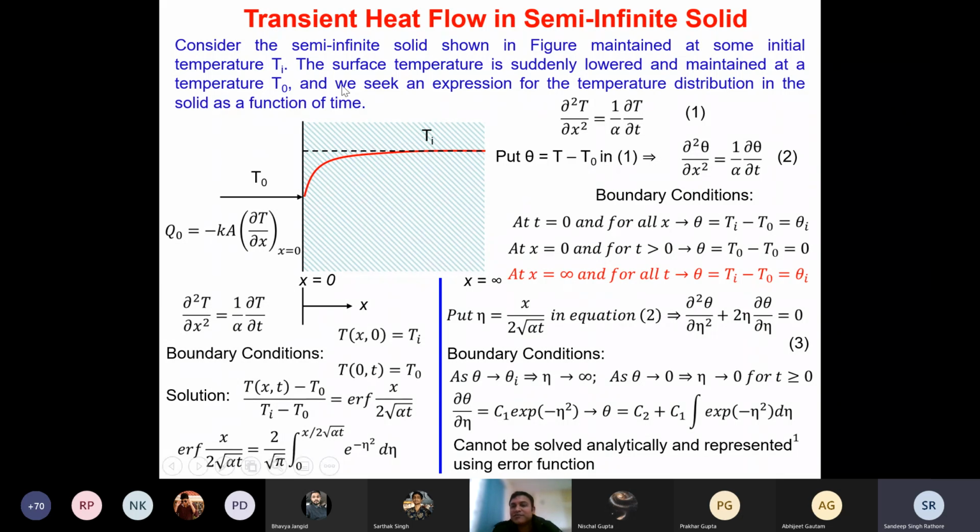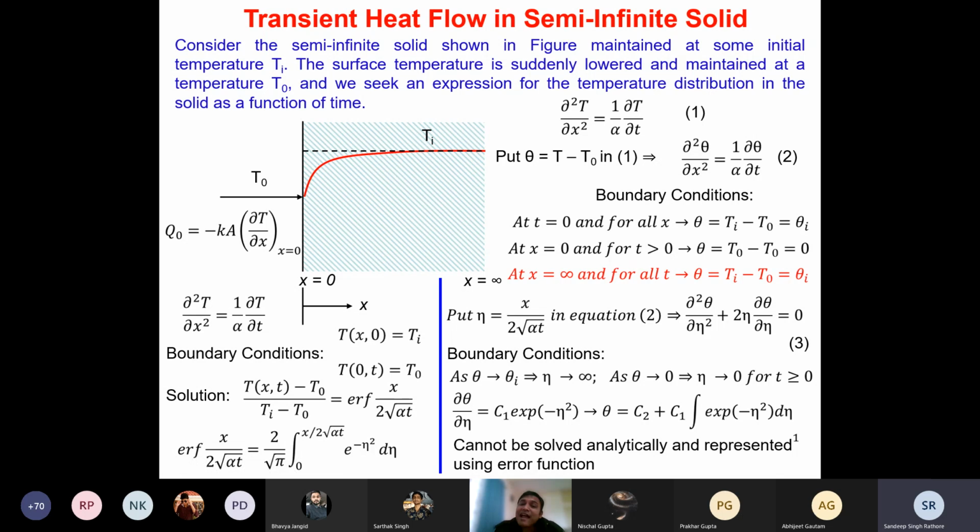Since we are talking about the flat geometry, this is the equation, and we are also looking at the heat transfer only in one direction, the X direction. We are not looking at the heat transfer in a Y direction or even a Z direction. We are only looking at the heat transfer in the X direction. So ∂²T/∂X² = (1/α) ∂T/∂t. This is the equation which we have to solve.